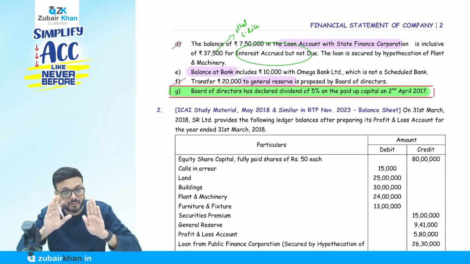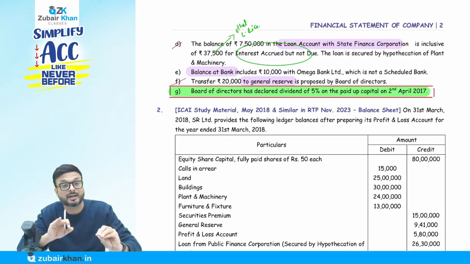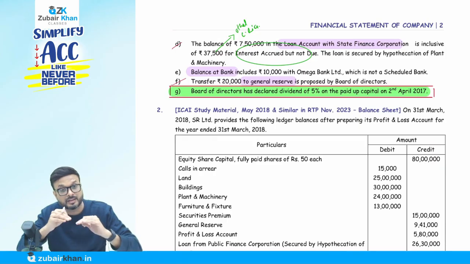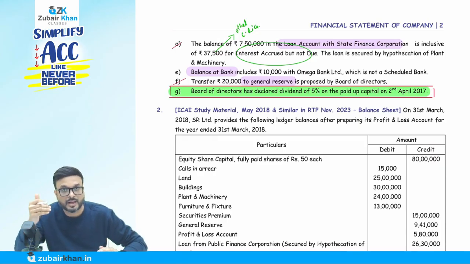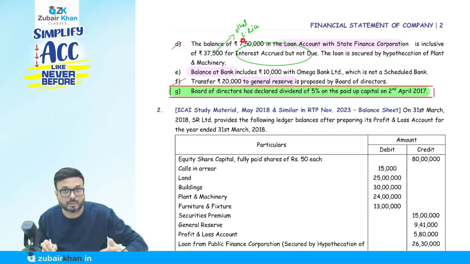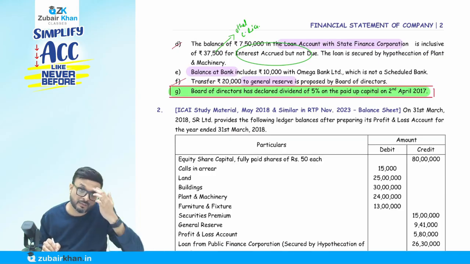That 37,500 is nothing but other current liability. So from the 7,50,000, which is a long-term borrowing, I will deduct 37,500, because out of these 7,50,000, 37,500 represents other interest accrued but not due. That is nothing but other current liability. So we have to show it like that.